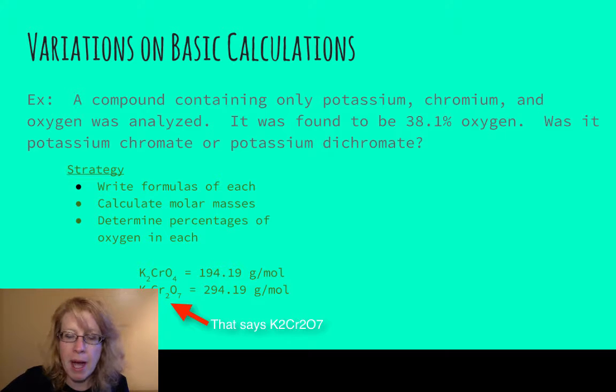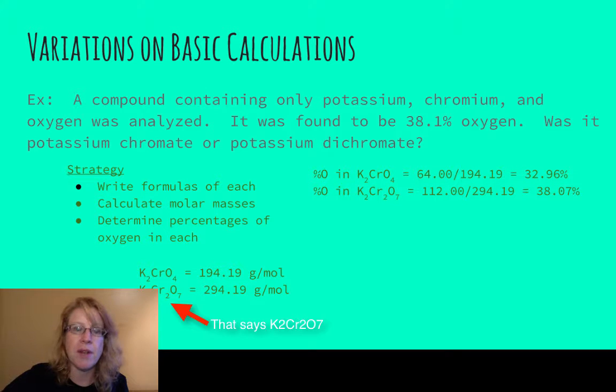And then I'm going to grab my oxygen masses and figure out what my percent of oxygen is. So my percent of oxygen in potassium chromate is 64 grams out of 194.19. Why is it 64? That's 16 times 4, because there are 4 oxygens, and the 194 is the molar mass of potassium chromate. For dichromate, it is 112. Why is it 112? Oxygen times 7, so 16 times 7 gives me 112, and then the total molar mass for that is 294.19.